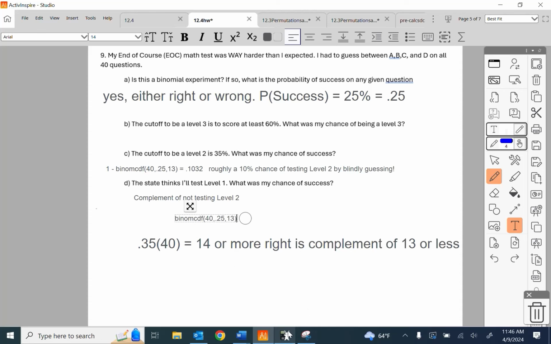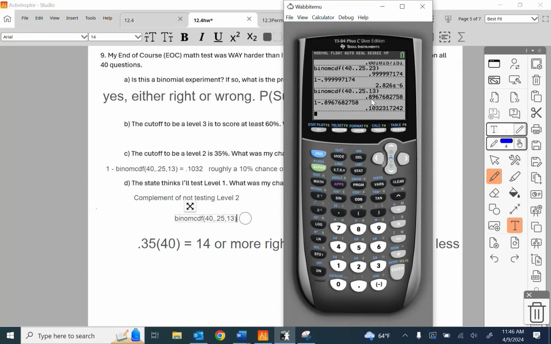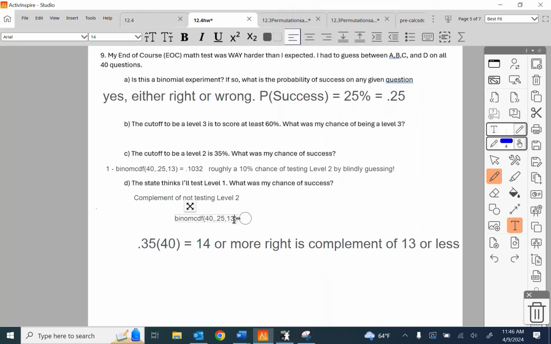So we're going to type that in. I think I've already got the answer. It's 0.8968 according to my calculator. There you go. What you just learned here is blind guessing means roughly an 89% chance of testing level 1.